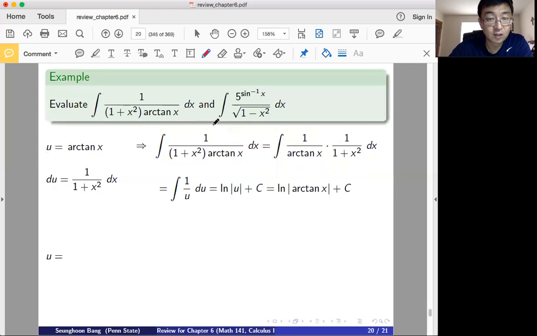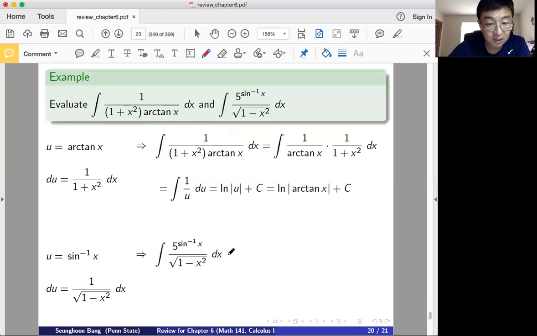Next one, what is u in the second case? Do you know the answer? What's u? The u is, yes, inverse sine, because du equals the derivative of inverse sine of x, which is 1 over the square root of 1 minus x squared.